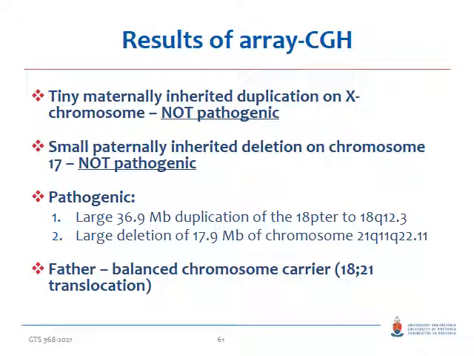So the results indicated that there was a tiny duplication on the X chromosome that was maternally inherited, which they regarded as non-pathogenic. There was also a tiny paternally inherited deletion on chromosome 17, also regarded as non-pathogenic. But what was regarded as pathogenic was a large duplication of chromosome 18 and a large deletion on chromosome 21. When we looked at the father, he had an 18;21 translocation.